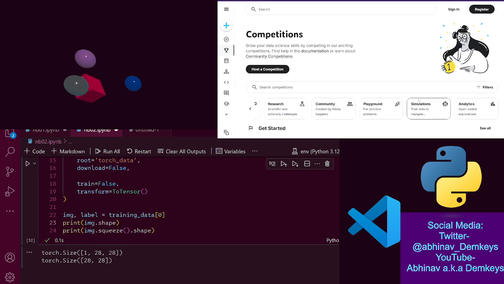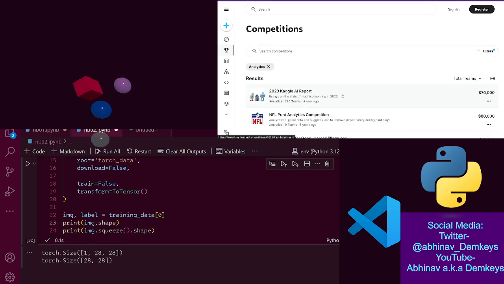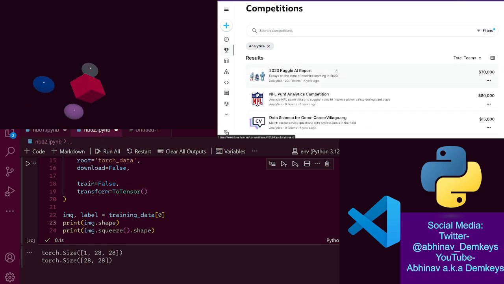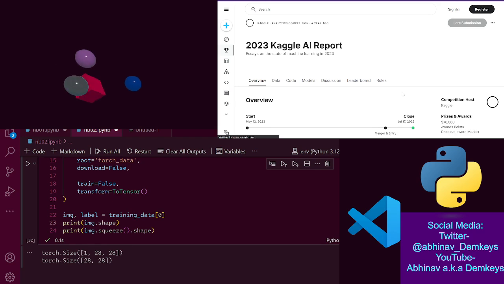So there's the playground, simulations, and analytics. Playground says fun practice problems. Then you have train bots to navigate something. Oh, that's for specific situations. Okay. And then analytics. Okay, so let's try analytics. Essays on the state of machine learning in so and so. Wait, are we generating the essays?